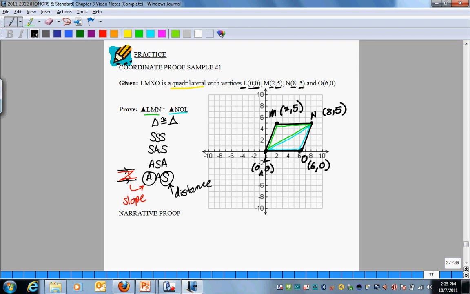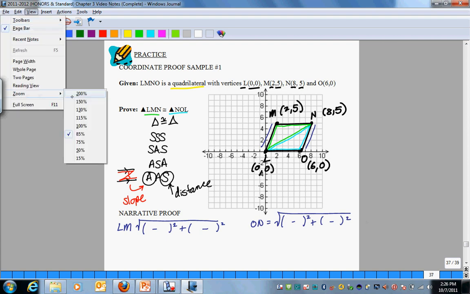And so the first thing I want to do is find the distance of L to M using the distance equation. So I'm going to set up a template. And then I'm going to find the distance of O to N. And I'm setting up a template. That's the distance equation template. Got a little bit larger so it's easy to work with.